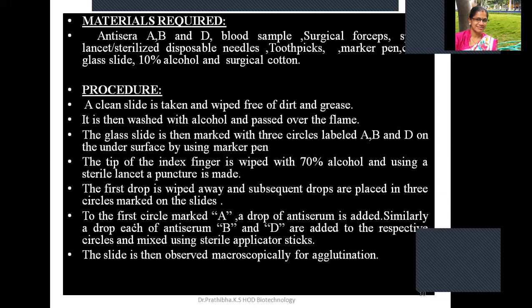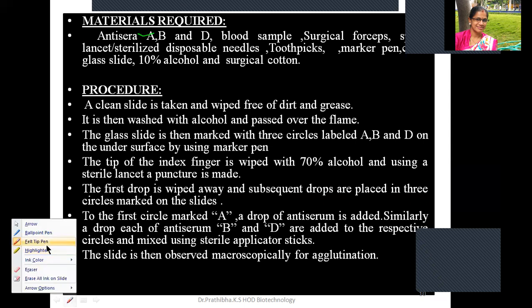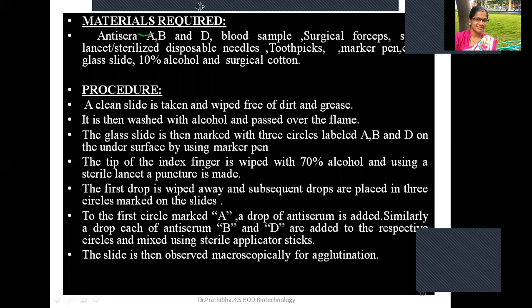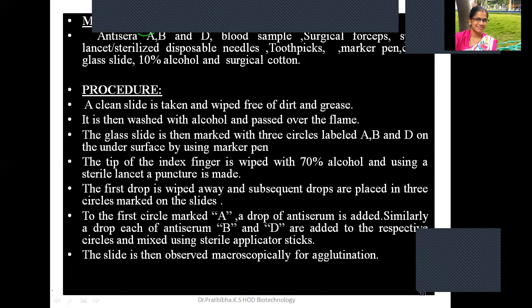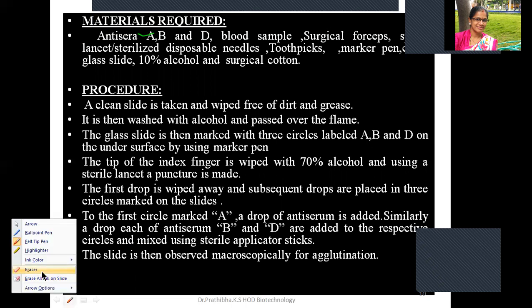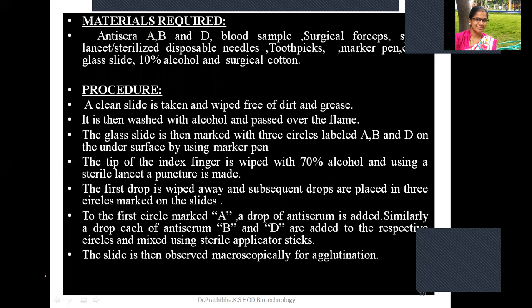Now let us go through the materials required to conduct this experiment. You need anti-sera. You will get them directly in kits. There are many private companies that make different kinds of products, and we can take any company's product. In the kit they will provide the anti-sera and sometimes the blood sample also, or we may use our own blood sample. In the kit you are going to get anti-sera A, anti-sera B, anti-sera D, and you need to procure the blood sample.